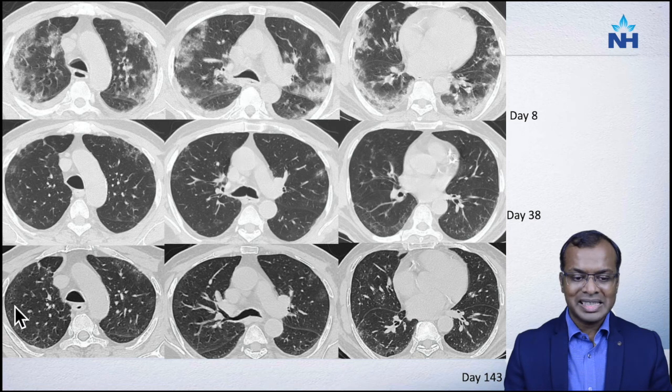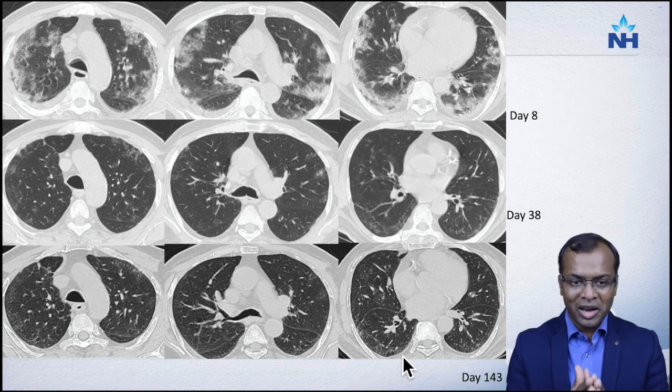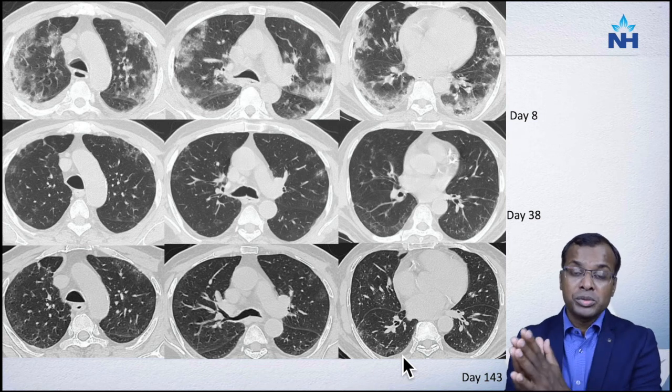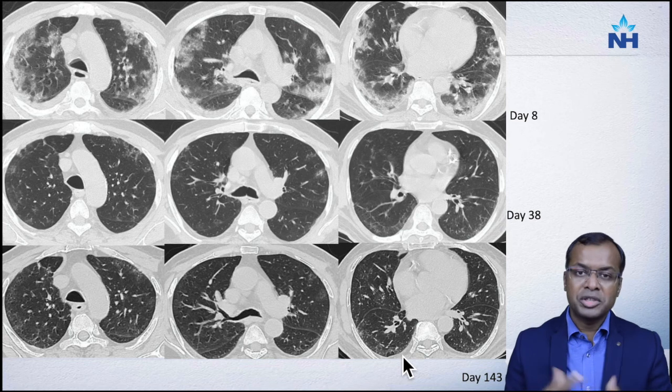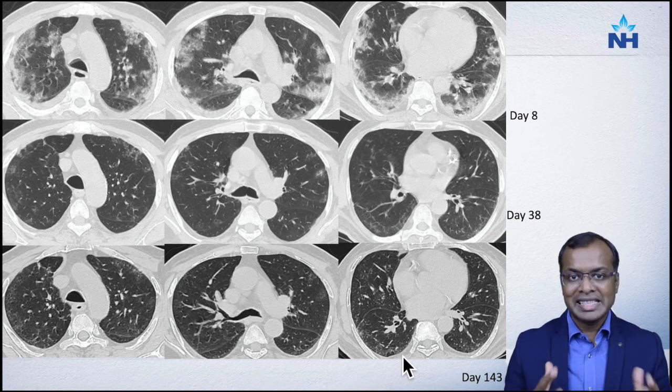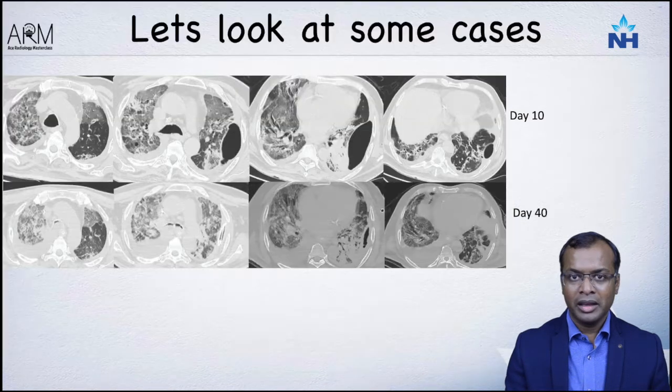You can see some bands, some areas of ground glass, but not much of traction dilatation of bronchi. So this patient is almost towards recovery. So perhaps if we do a scan around 6 months, he is likely to resolve all the lung parenchymal changes.